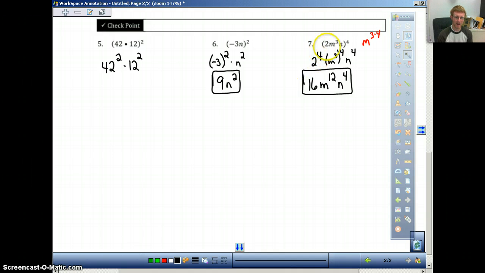Last one, apply everything to the 4th power: 2 to the 4th, m to the 3rd to the 4th, and n to the 4th. 2 to the 4th is 16. I showed you how we got m to the 12th here. So m to the 3 times 4 is m to the 12th. And then we have n to the 4th.